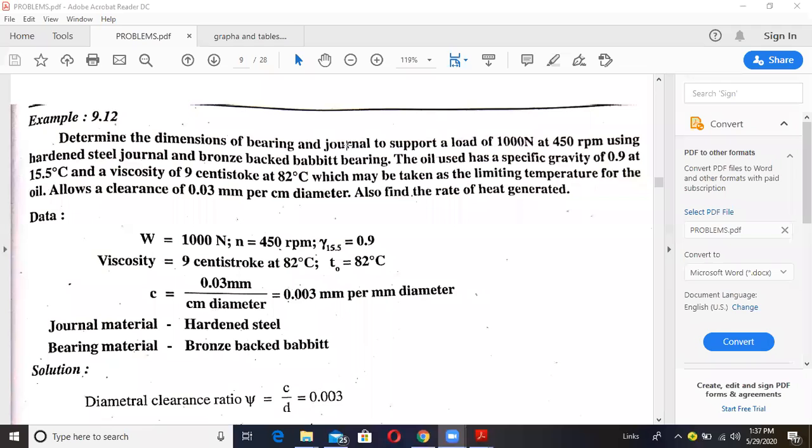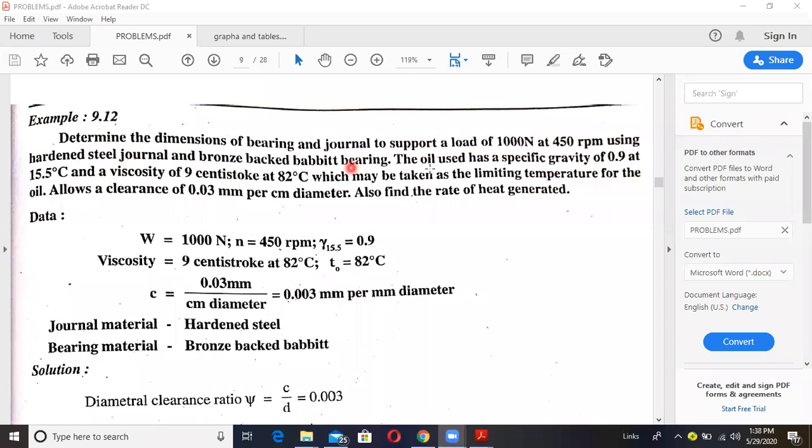To calculate that, they told us the load acting is 1000 kilonewton, and the journal is rotating at a speed of 450 rpm. Therefore, load acting is 1000 kilonewton, speed is 450 rpm. Next, they told us to use a hardened steel journal and a bronze backed Babbitt bearing. So the journal is made of hardened steel and the bearing is made of bronze backed Babbitt. Here they have given the materials for the journal and the bearing.